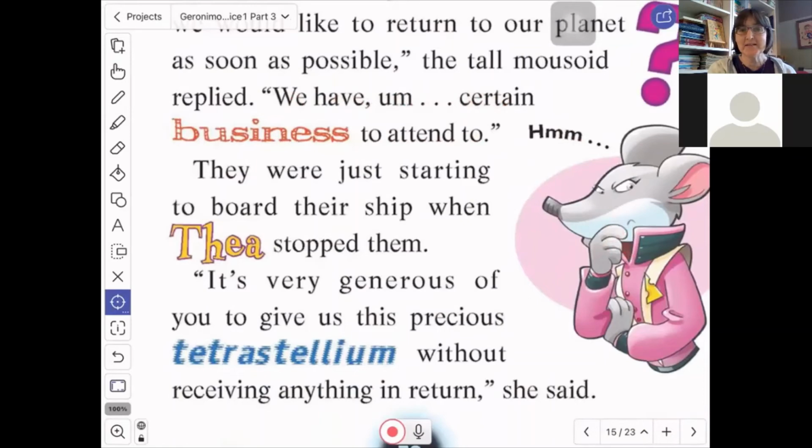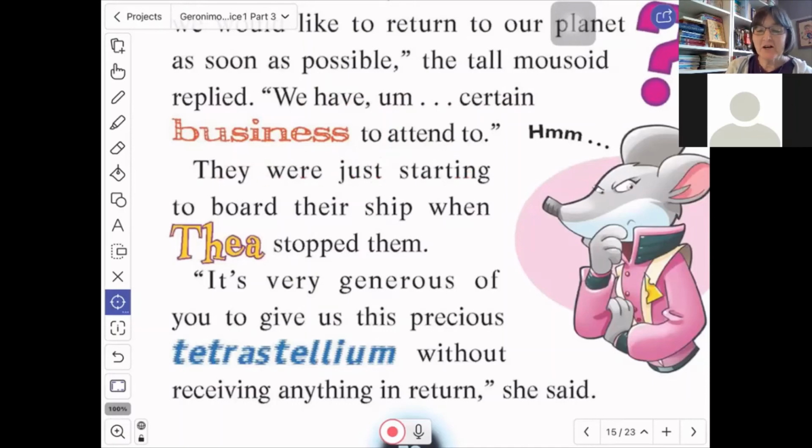hesitation, certain business, that's how someone talks if they're lying, if they're trying not to tell, if they're being really sneaky and mysterious and untrustworthy. If they're trying not to tell you something, they'll say, we have certain business to attend to, but they don't really say what they need to do.